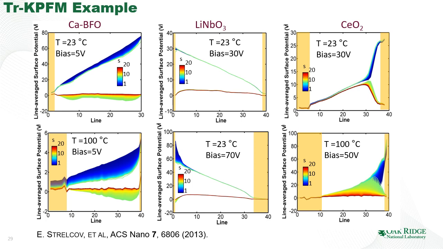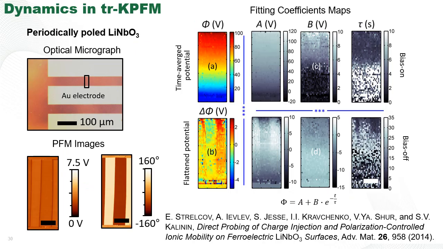If we go to the higher temperature, then we start to see the relaxation behavior. So we inject these charges, and then we increase the polarization with time, and when we turn the bias off, the charges slowly relax. So depending on the material system, bias level, and temperature, we can get rather interesting information about the charge dynamics and the screening of material systems.